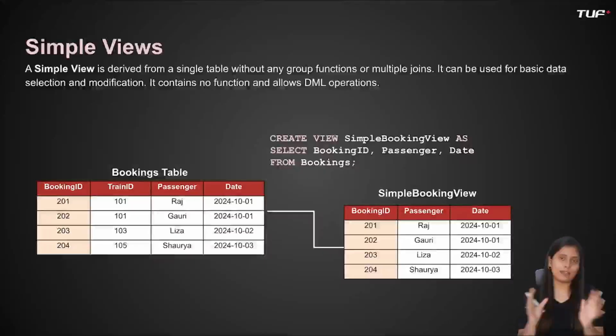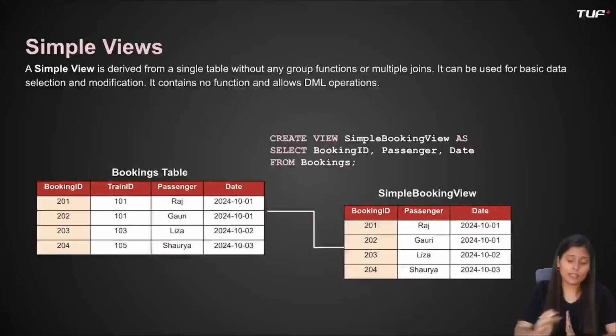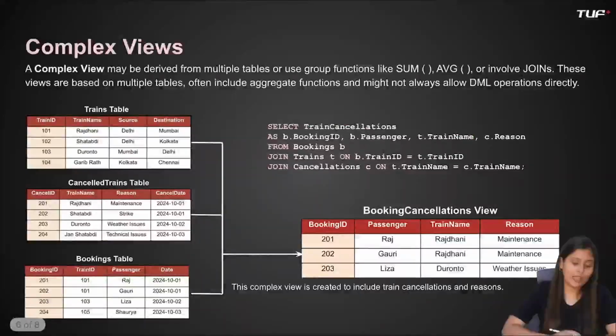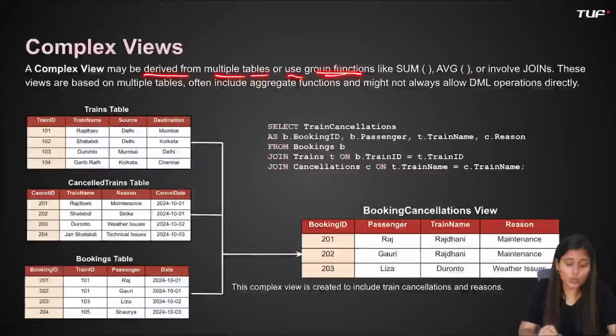That is the basic definition of a simple view, and the advantage is that it is basic data selection and modification. It contains no function and allows DML operations as well. Now let's move on to the complex view. A complex view may be derived from multiple tables or use group functions.